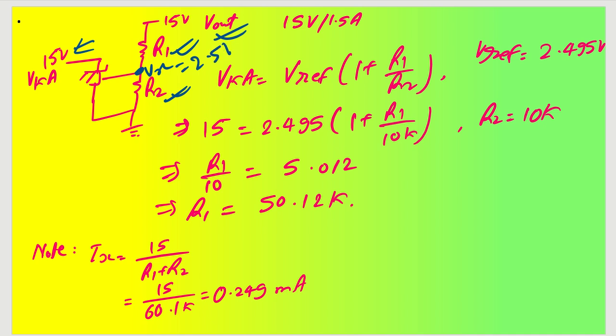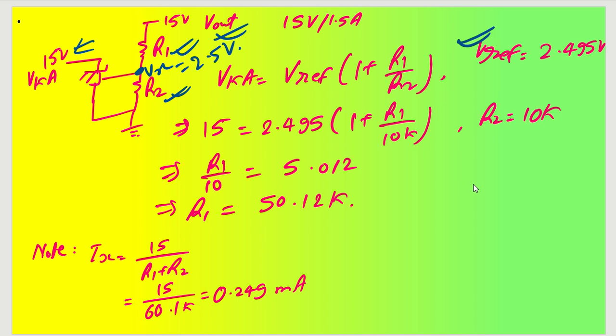2.5 volt is the main understanding that you should have, or otherwise 2.495, which is what they always call V reference. So my VKA is going to be equal to V reference into (1 plus R1 by R2), a formula you have already seen in previous sessions.